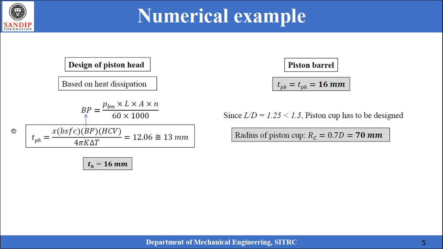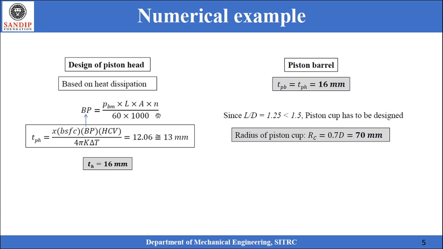The thickness can be designed based on the heat dissipation criteria as well by using this formula. Again, if you go through the given data, all the data is known to us except the brake power, which can be calculated by using this formula. Please note, in this formula BP is equal to PLAN upon 60 into 1000. It should be noted that when we are calculating brake power, brake mean effective pressure is considered, whereas when we are calculating indicated power, indicated mean effective pressure has to be used.